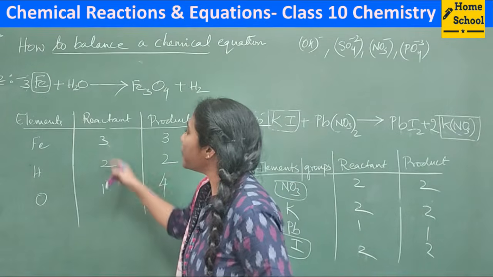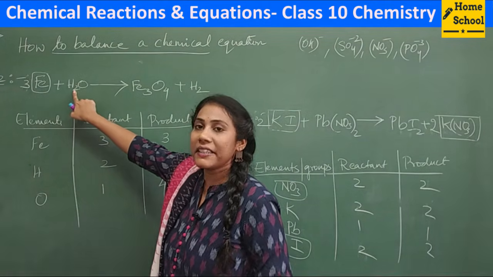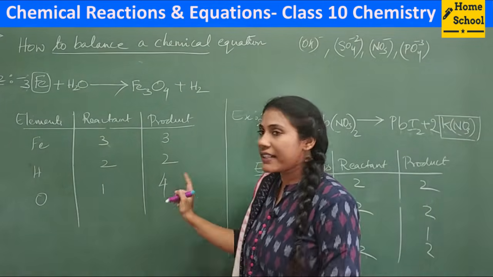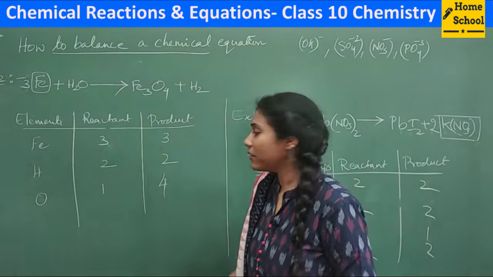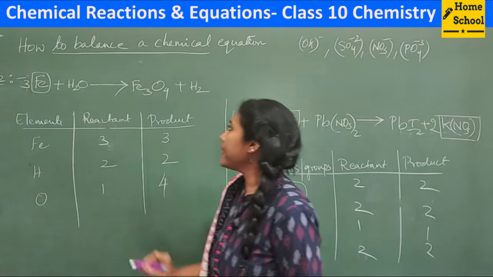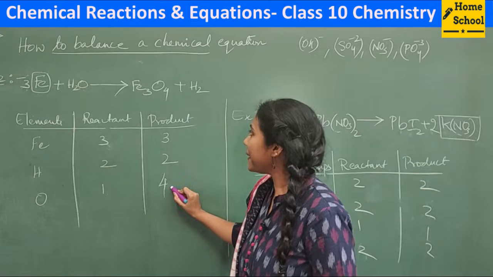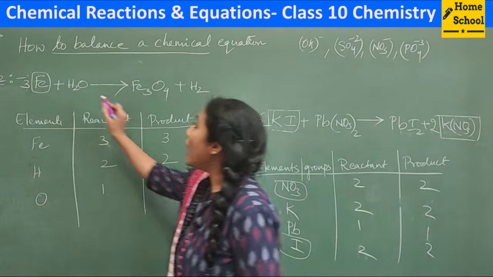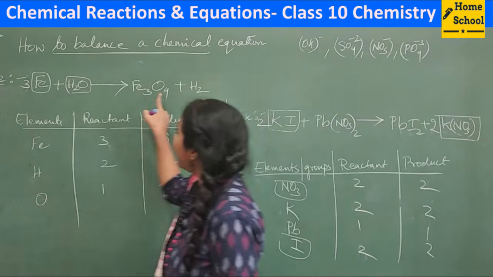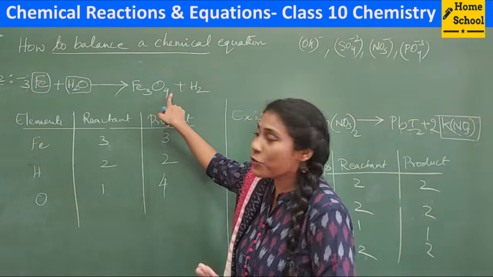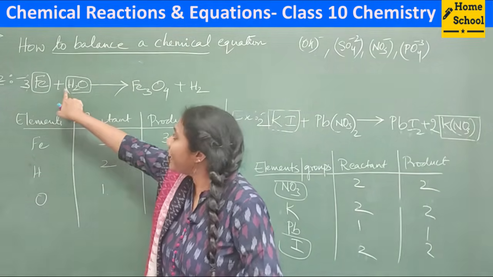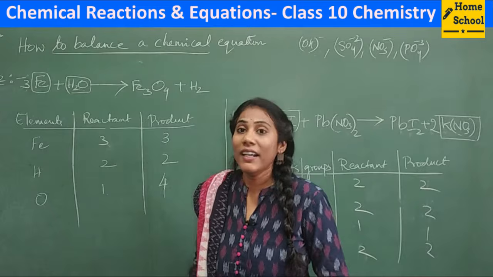Now what about hydrogen? 2 atoms are there in the reactant side. 2 atoms are there in the product side. It's already balanced. So don't touch it now. Coming to the oxygen. 1 atom is there in the reactant side. 4 atoms are there in the product side. So how do you make 4? Oxygen is there. Here you need to balance. Here more oxygens are there. Here you shouldn't put any number. Wherever less oxygens are there, there you should start putting the numbers.